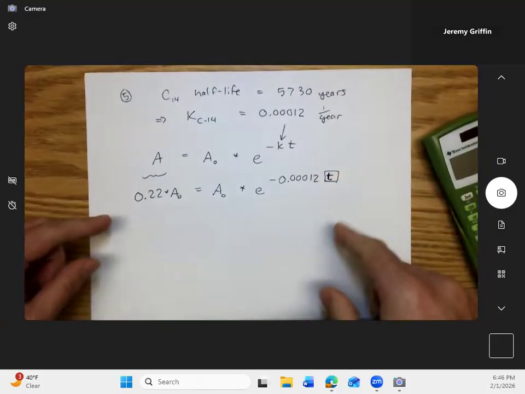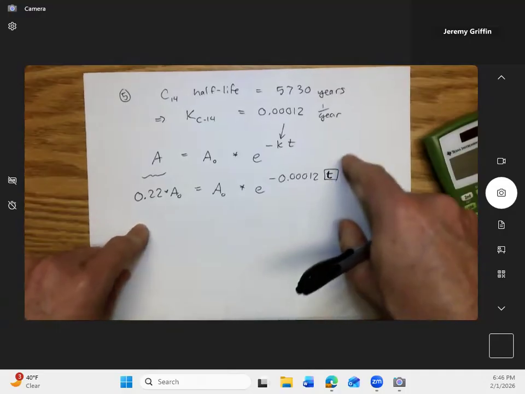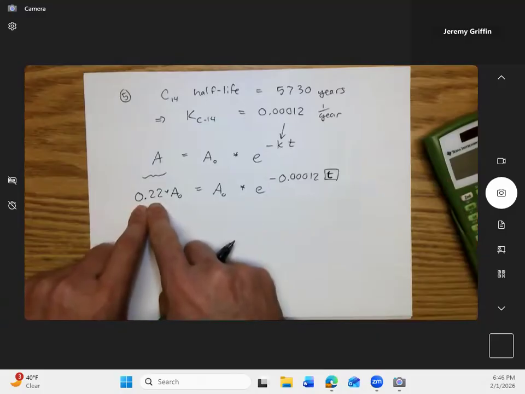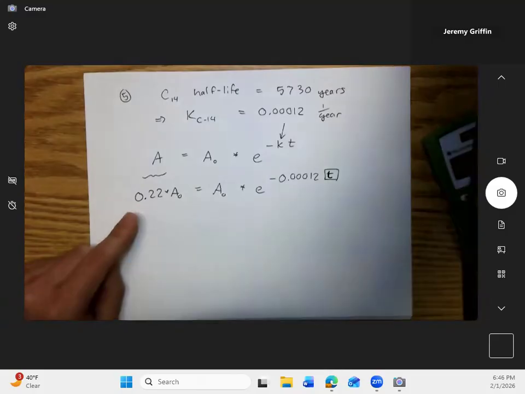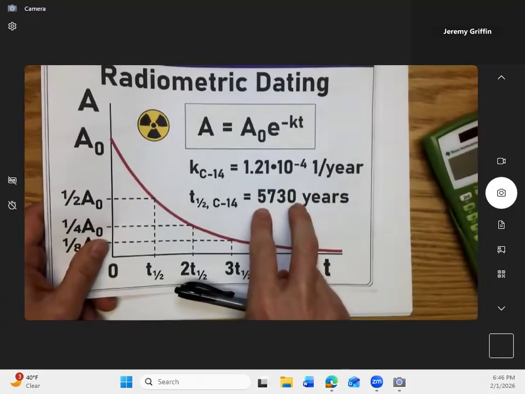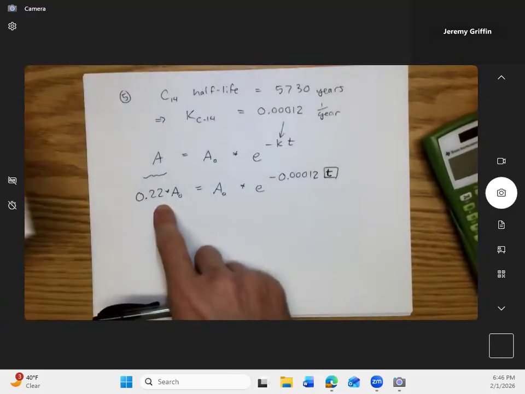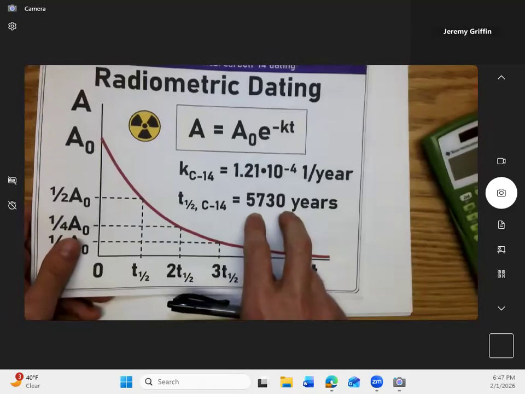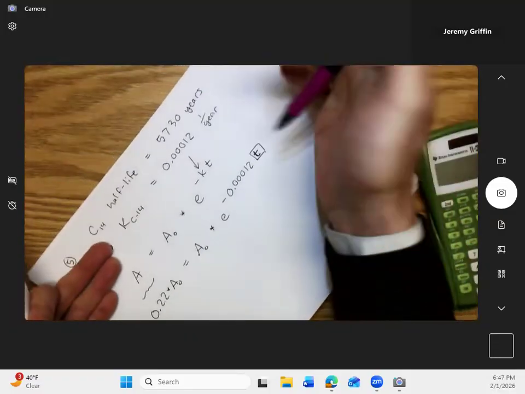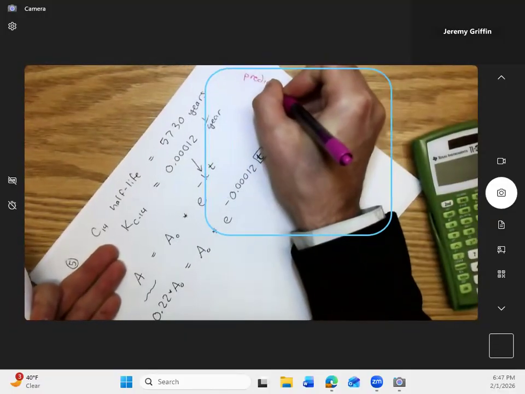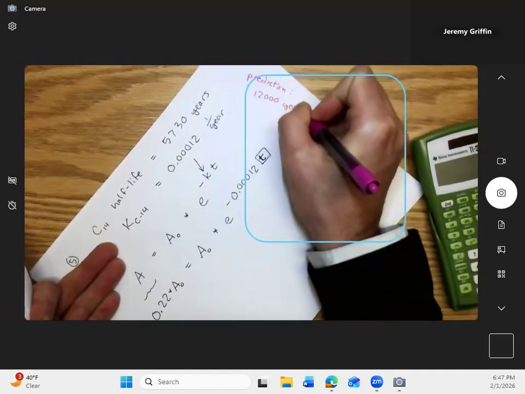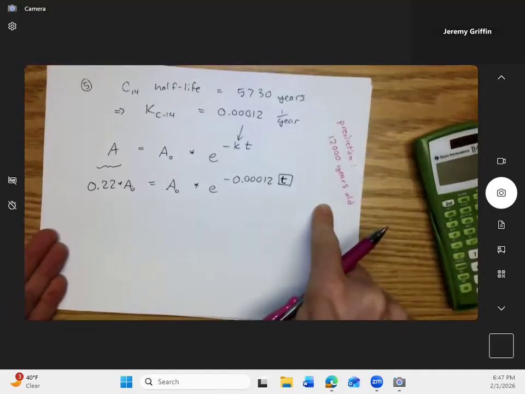Before I go plugging and chugging, consider this. 22% is a little bit less than a quarter, right? And a quarter is a half of a half. Well, if I know that carbon-14 has a half-life of 5,700 something years, I know that a little more than 2 half-lives have passed. 2 half-lives is about 11,000 something. I'm going to guess roughly 12,000 years old. So I'm going to make a little prediction here. I haven't solved this yet. We're going to see how close this is. That's 12,000 years old. All right, let's see how close.